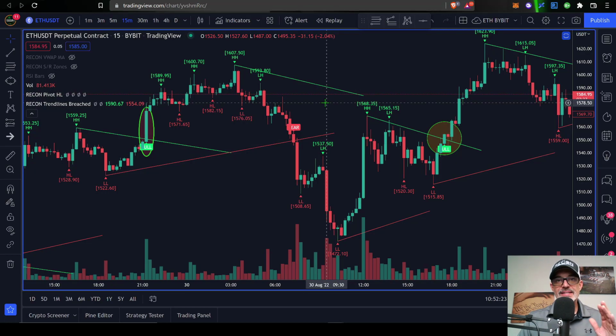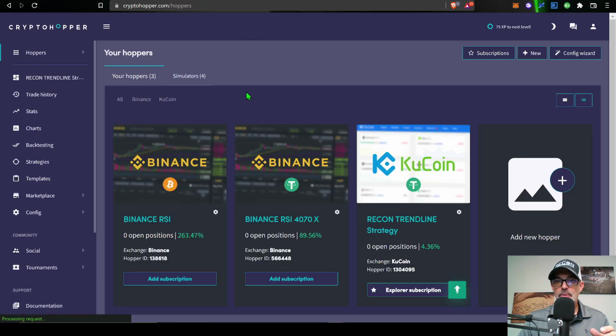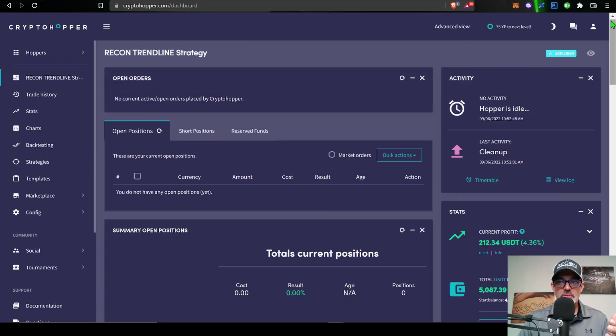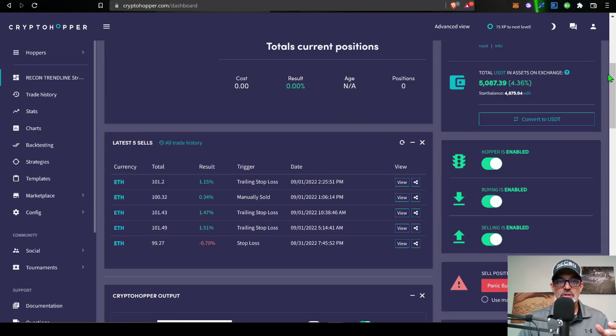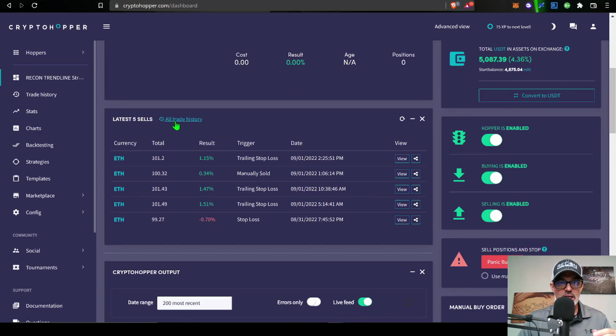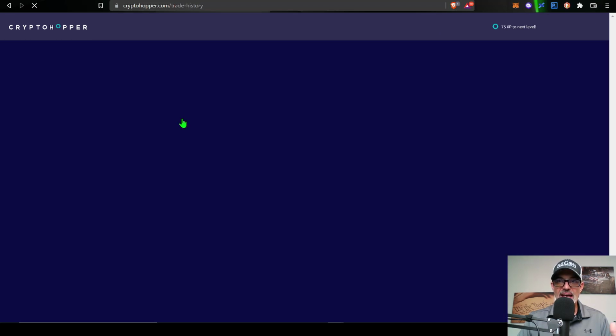With that all being said, let's jump over to CryptoHopper and take a look at some of the numbers. From the CryptoHopper dashboard, I can click on the Hopper, which is the Recon Trendline strategy. From the strategy itself, if I scroll down, I can find all the trade history right next to the latest 5 sells. I will click on all trade history so we can see how this played out over the last month.